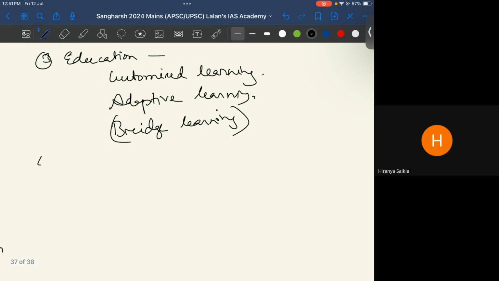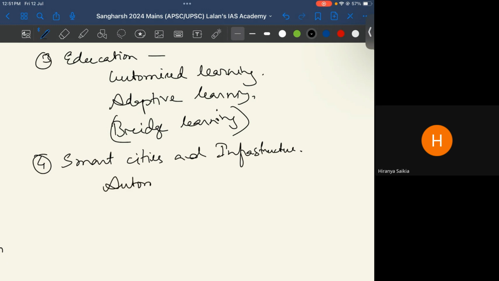তাৰপিছত আমাৰ স্মাৰ্ট চিটিৰ ক্ষেত্ৰত আমি ক'ব পাৰোঁ আৰ্বানাইজেশ্যনৰ ক্ষেত্ৰত বা স্মাৰ্ট চিটিজ ইনফ্ৰাষ্ট্ৰাকচাৰ, automation. Basically AI is about automation, so automated service delivery, cyber security, traffic management.